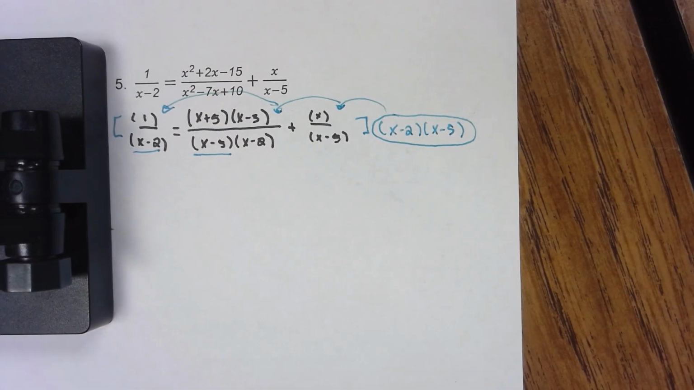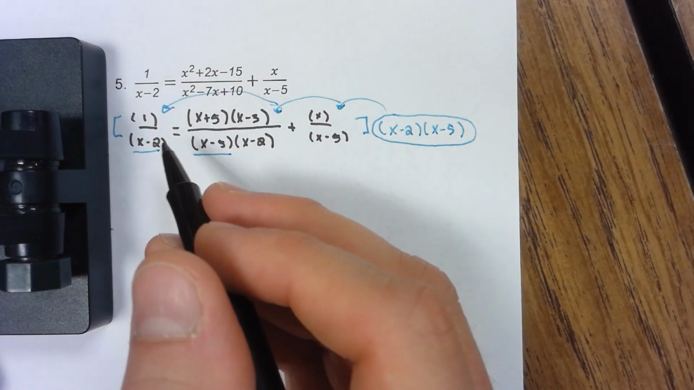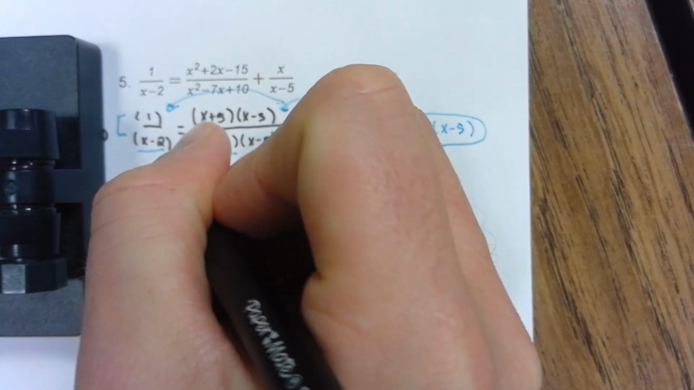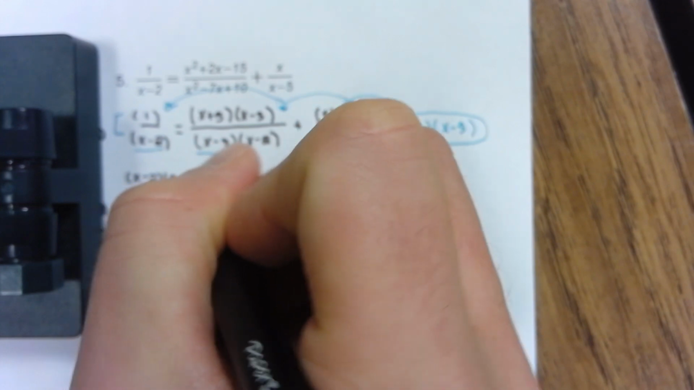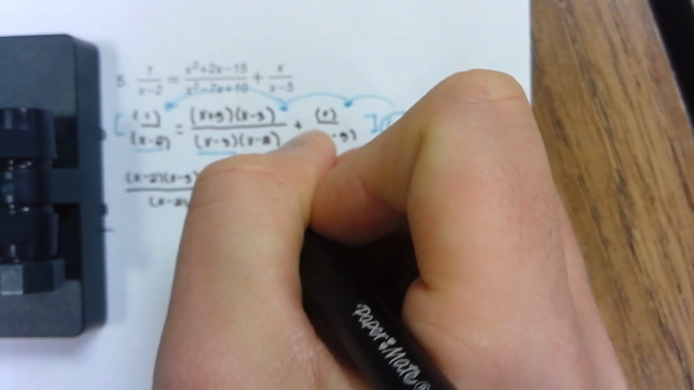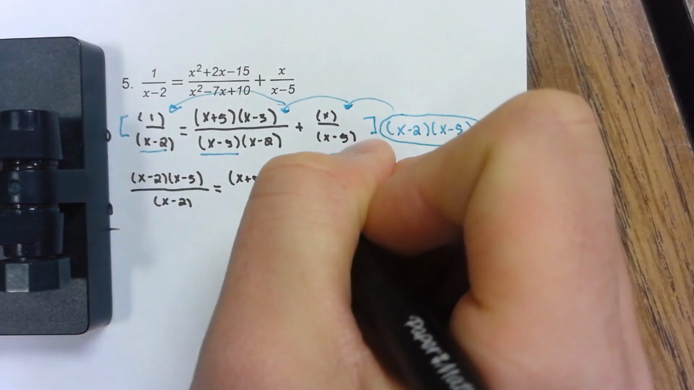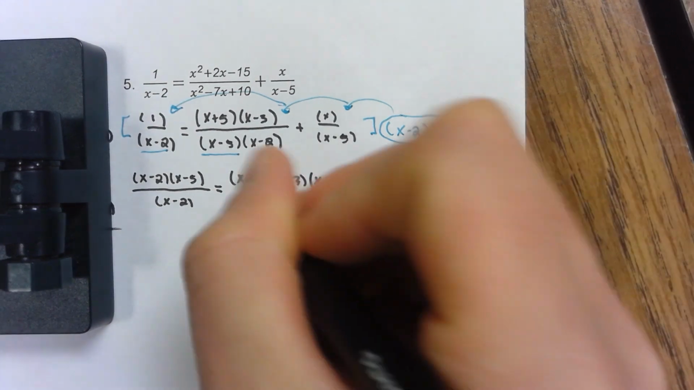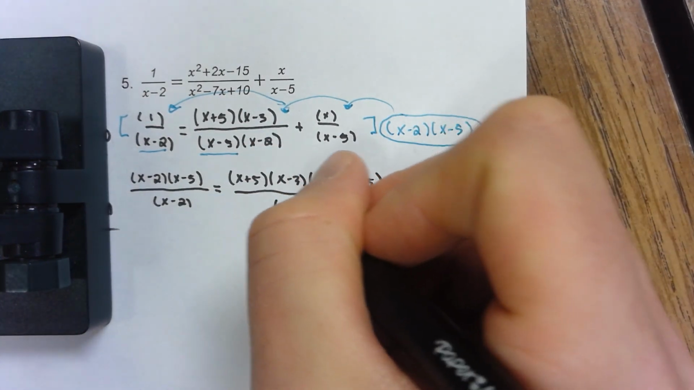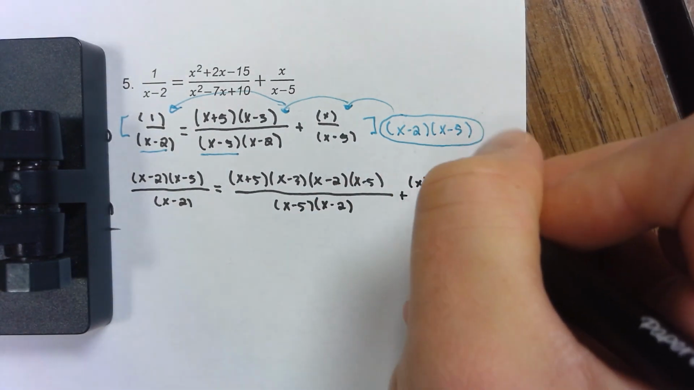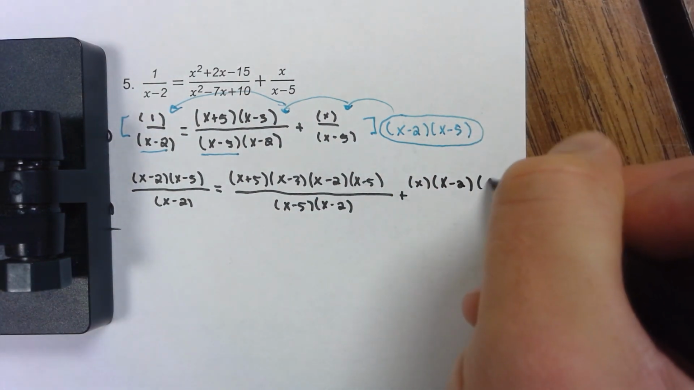Okay, and again, once we do this, it looks a little more complicated. I'm not going to write this 1 again, because 1 times x minus 2, x minus 5 is just x minus 2, x minus 5. X plus 5, x minus 3, x minus 2, x minus 5. A lot of terms there. X minus 5, x minus 2, and then plus x, x minus 2, x minus 5.